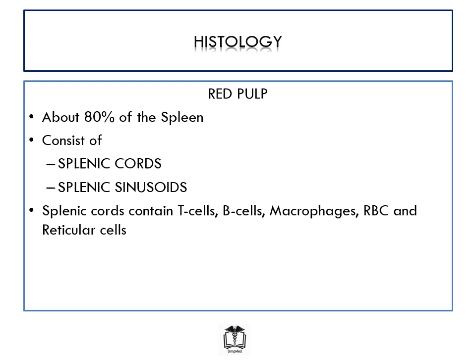Let's talk quickly about the red pulp. The red pulp is the second part of the splenic pulp within the spleen. It makes up about 80% of the spleen. It consists of two major parts, the splenic cord and splenic sinusoids. The splenic cord contains a number of immune cells. So the red pulp, though it's involved in largely red blood cell function, it is also involved in a little bit of immune function. Because it contains T cells, B cells, and macrophages, and then a mixture of red blood cells and reticular cells within its splenic cords.